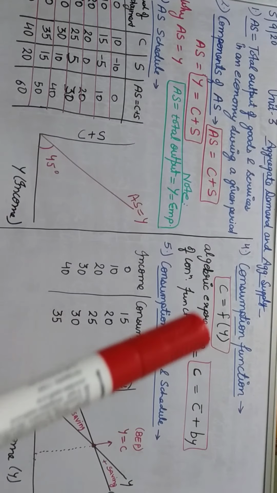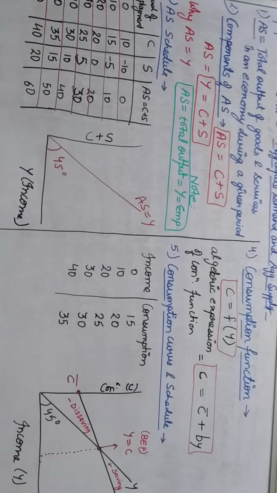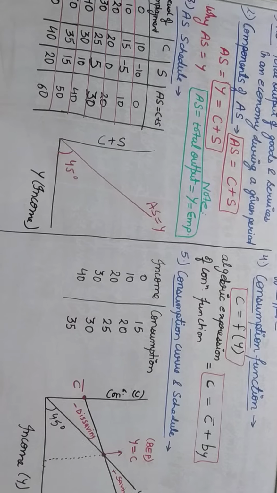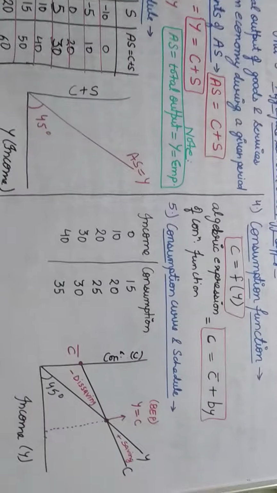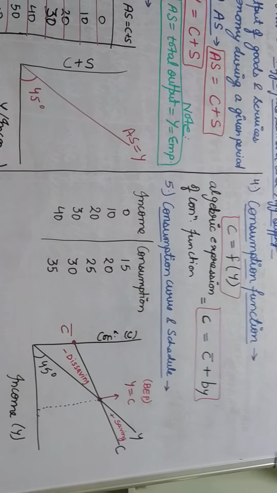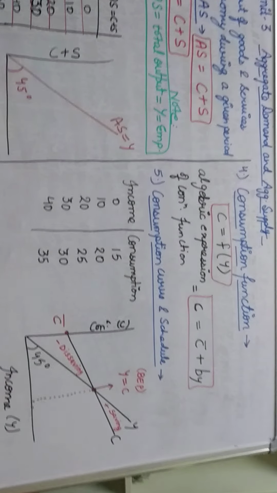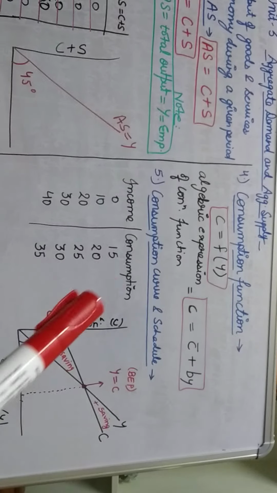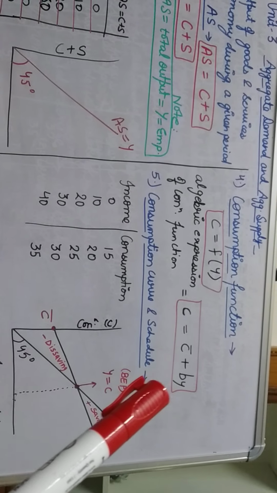Now the third formula we are going to read: consumption is a function of income. This is called the consumption function. That means if income increases, consumption increases. If income decreases, consumption also decreases. There is a positive relationship between consumption and income. Now the same consumption function can be explained in an algebraic expression also: C equals C bar plus bY.